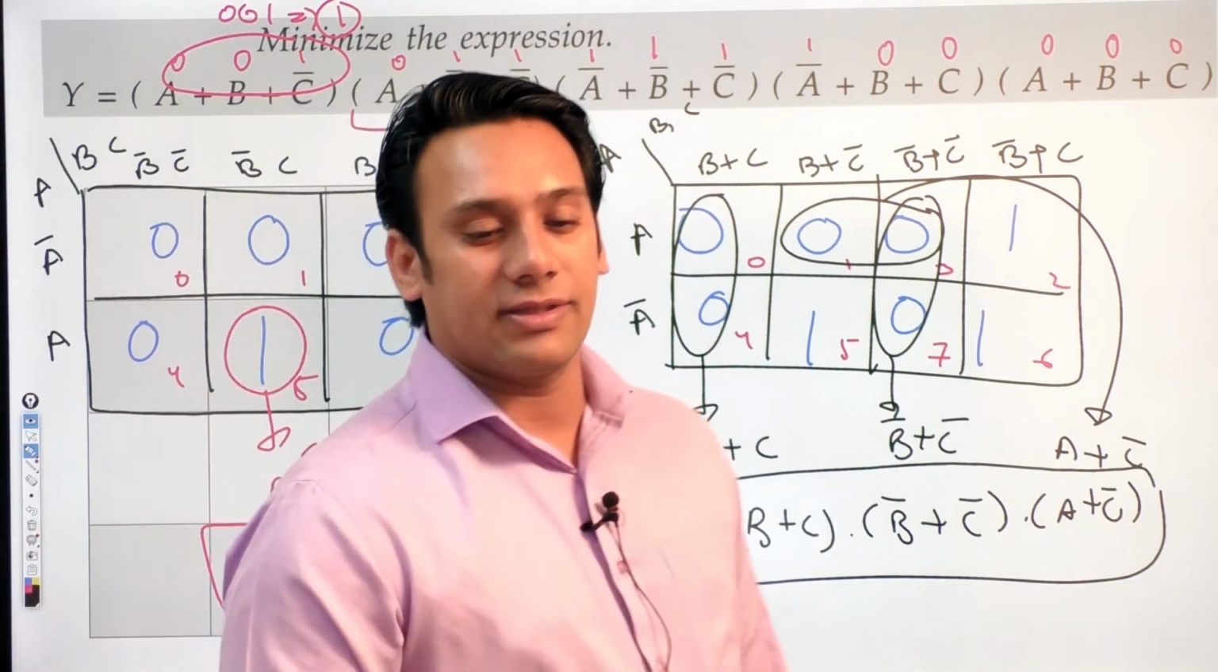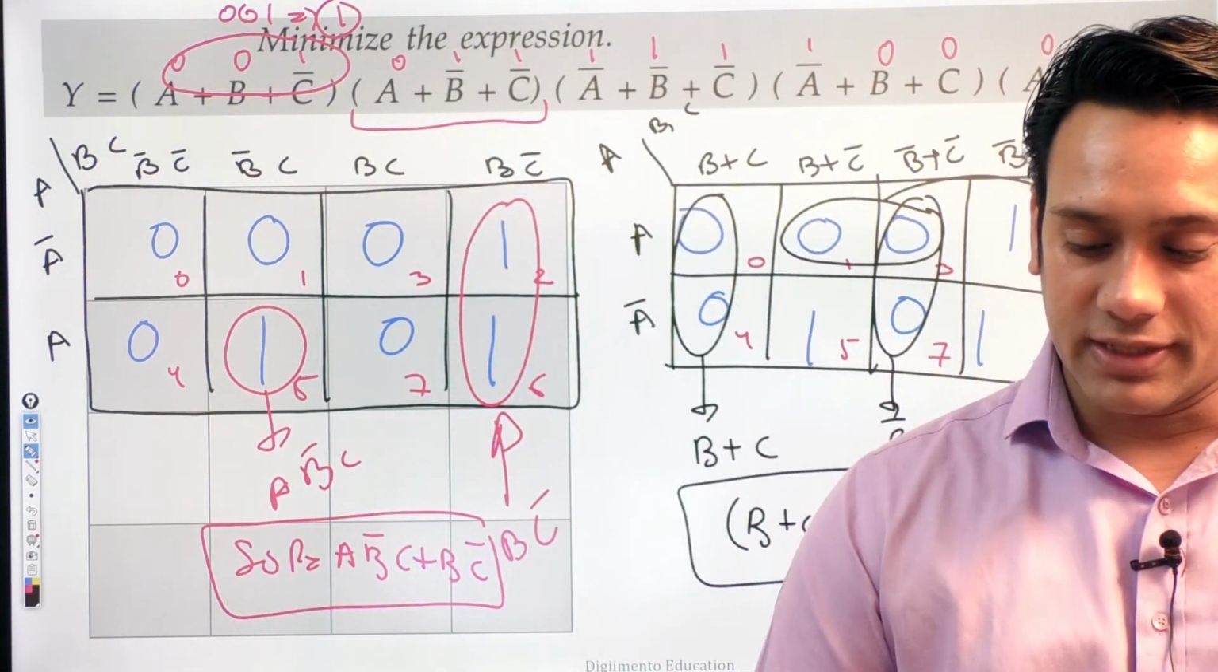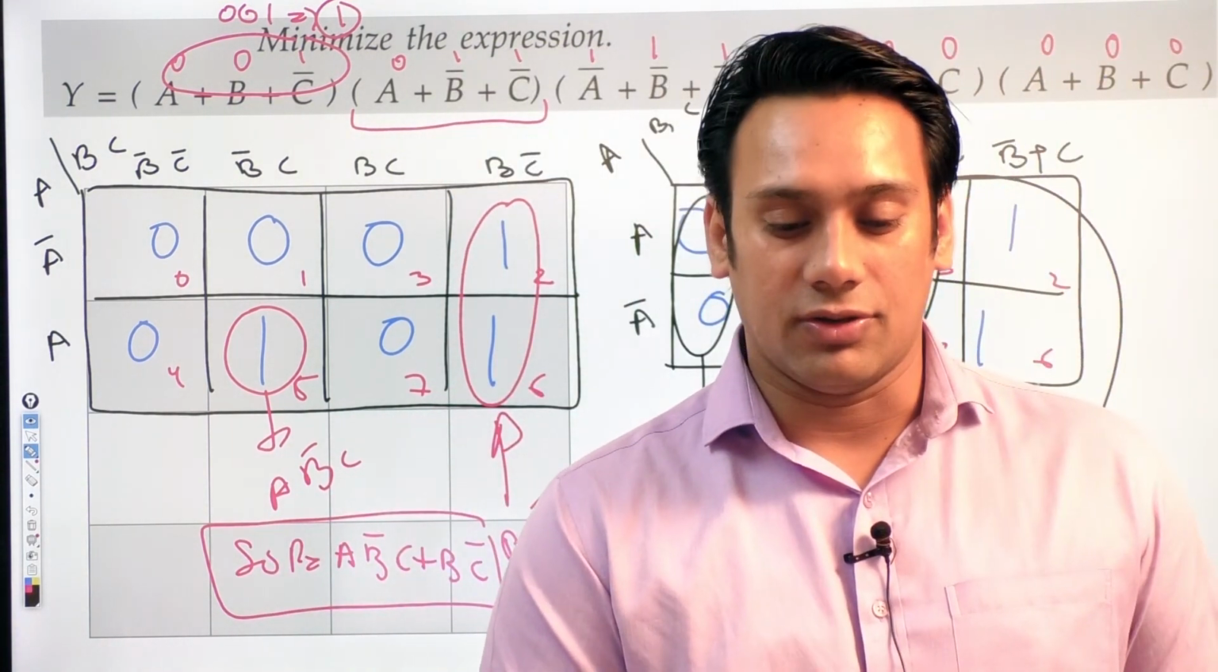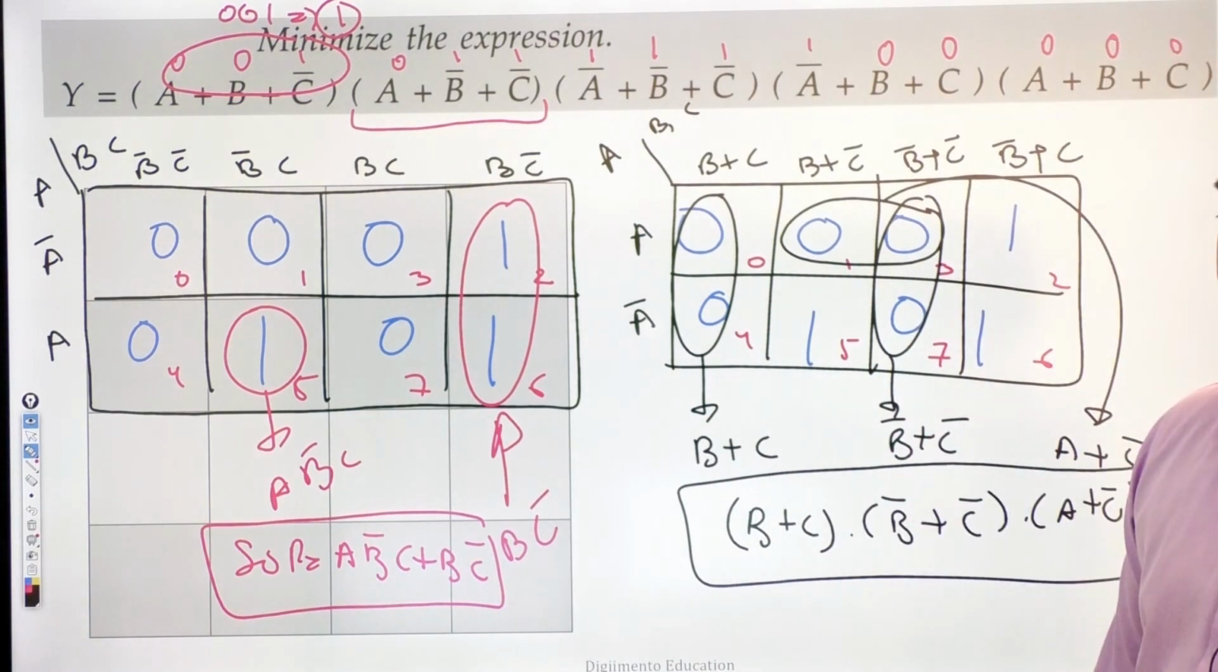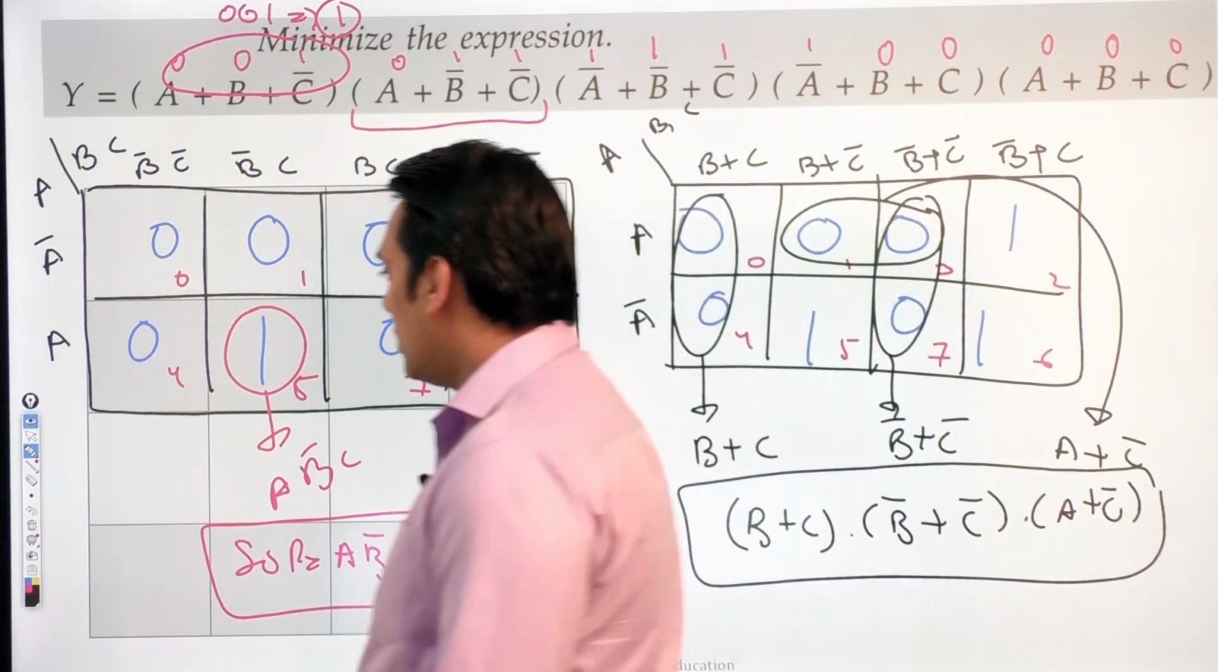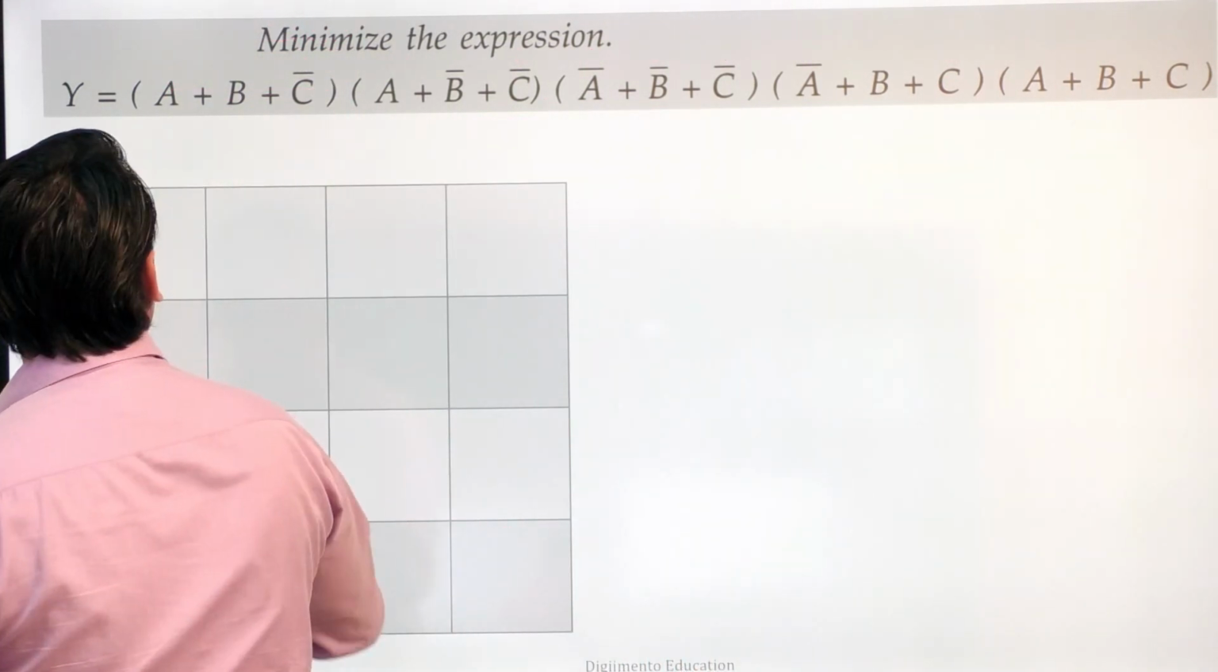Is it clear? Is this clear with all of you? Please let me know if there's any doubt. I'll be happy to answer all of your doubts. So your correct answer here is your product of sum expression is B plus C dot B complement plus C complement dot A plus C complement. Okay? Fine. Now let us take the next one.